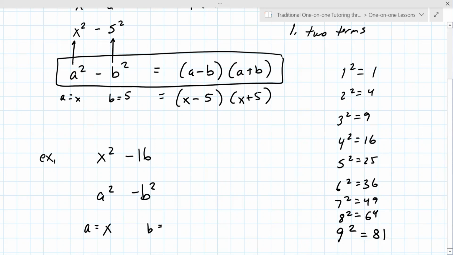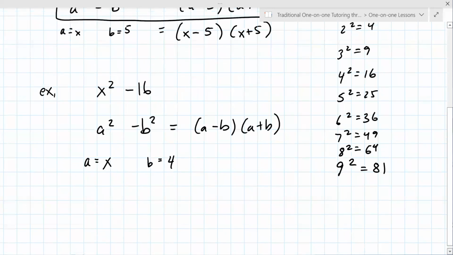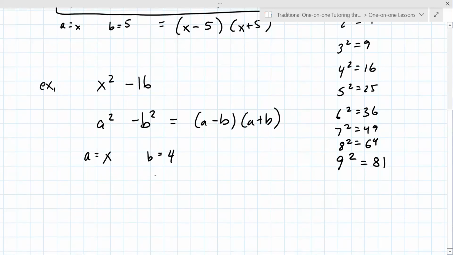So it's 4 squared. So what is b? 4. It's not the part you're squaring, it's the part below the 2. Okay. So if you know the formula, you're like, okay, I'm going to write it as x minus 4, x plus 4.